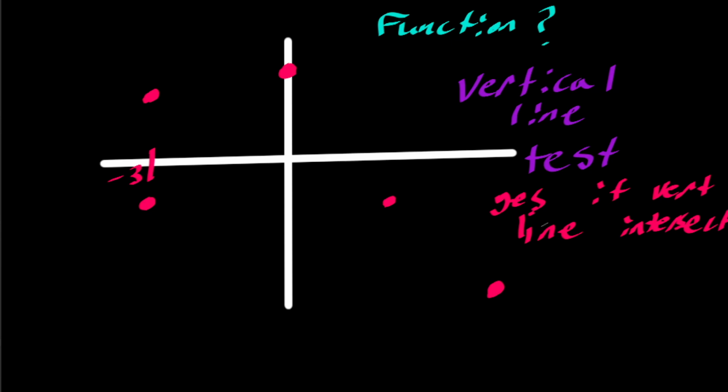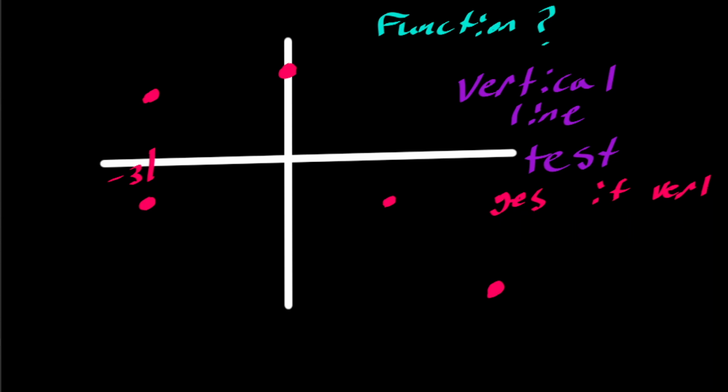Intersects. So yes, if the vertical line intersects only one point at a time. So only one point at a time. So here's what we mean. I'll get rid of all this just so you can see it. So the vertical line test basically says this.